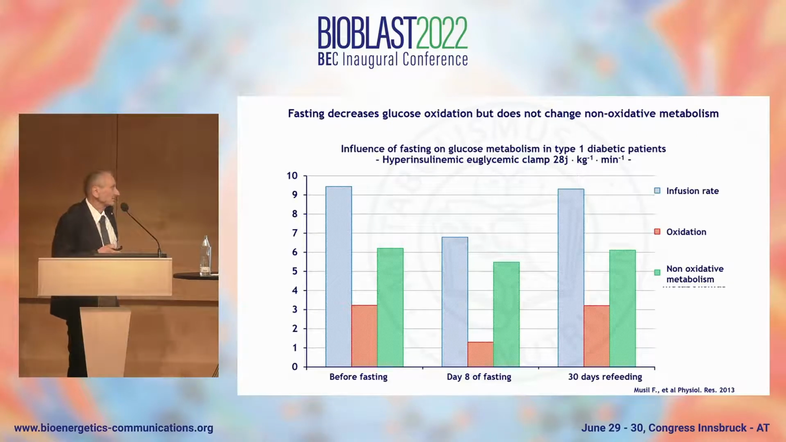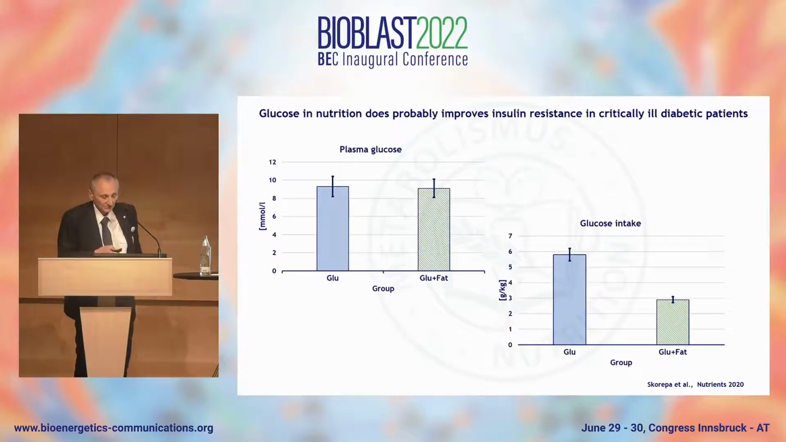So we did some studies in our department, this is one of them, where we show that fasting in diabetic patients decreased glucose tolerance, so it increased insulin resistance. It is a euglycemic clamp. But you can see that non-oxidative metabolism of glucose was not changed. It only changed glucose oxidation, which decreased.